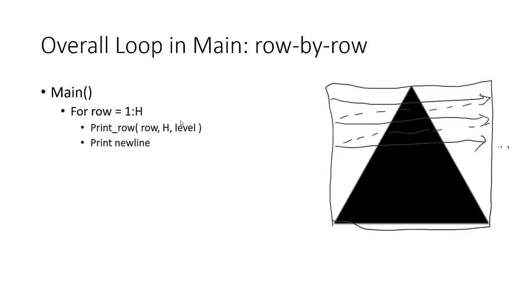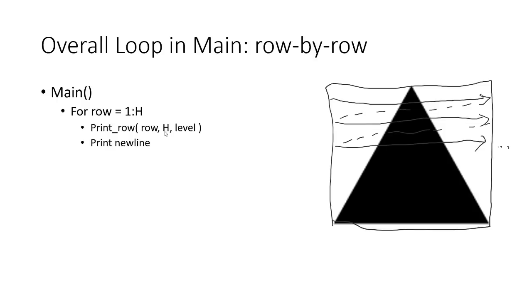Row means where are we in terms of the row: row 0 or row 1 being the top, and row h being the bottom. So it's a variable that says how far we are from the top, and h is the height of the triangle that we're supposed to print. Notice that there'll be a relationship between the height of the triangle and the height of the whole diamond.